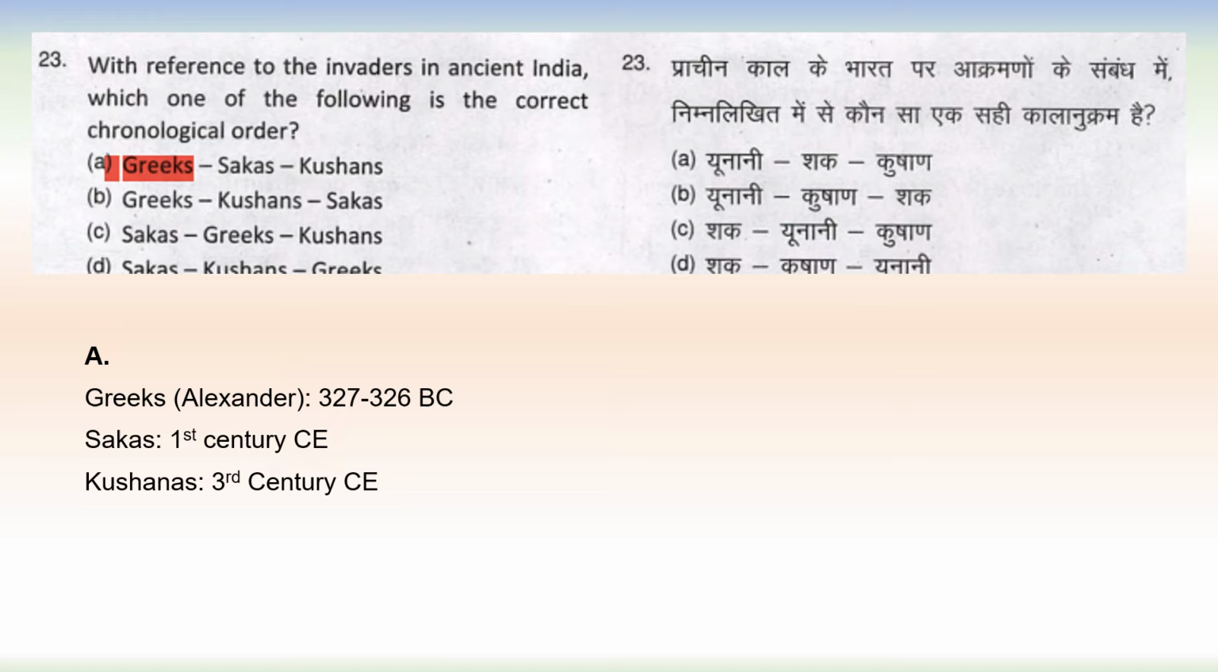Next question. With reference to the invaders in ancient India, which one of the following is the correct chronological order? So, इसमें से सही कालानुक्रम क्या है? Answer is A. Greeks, they came first, then Sakas, then Kushanas. So here you can see Greeks, Alexander. So they came around 327 to 326 BC, Sakas in 1st century CE, Kushanas in 3rd century CE. So this is the order: Greeks, Saka, Kushanas.